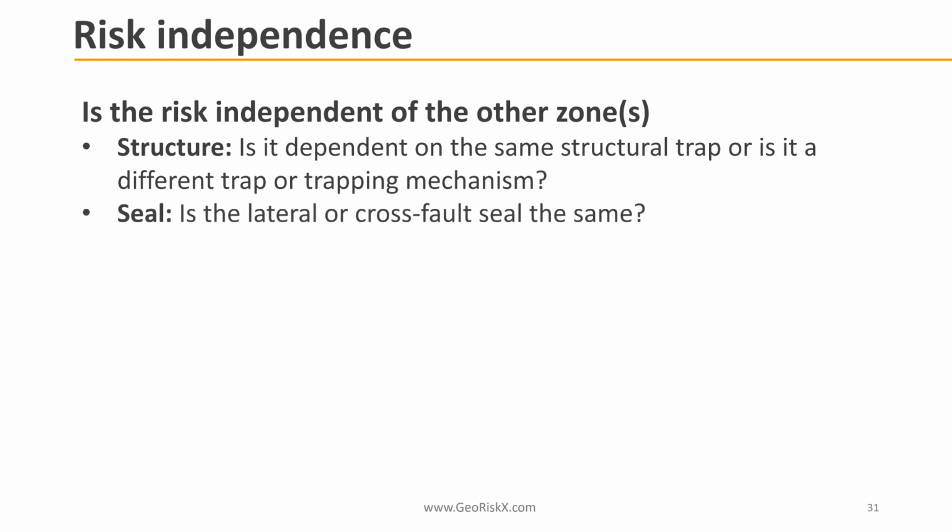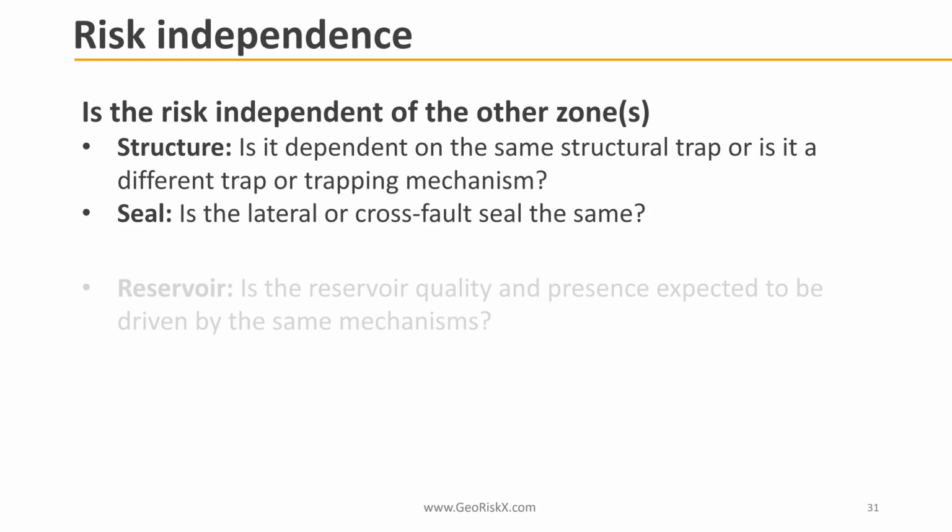Do we have the same cross fault seal, for example? Or the same top seal, or something along those lines. If it's the same, then perhaps it is a common risk, and we need to say that if it fails for one zone, it's probably going to fail for all of them. This is especially common for things like shale smears.